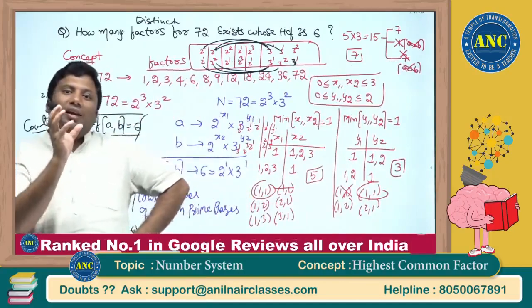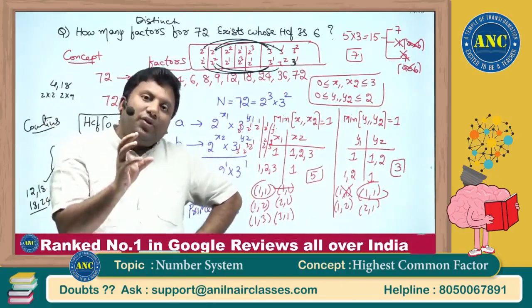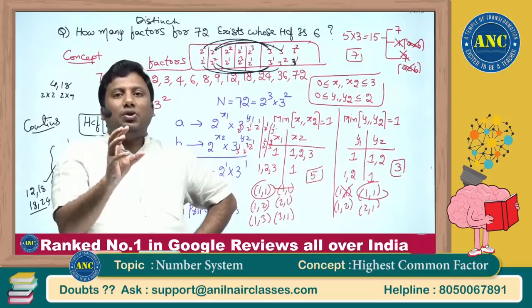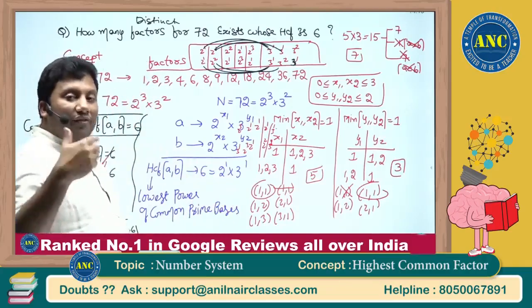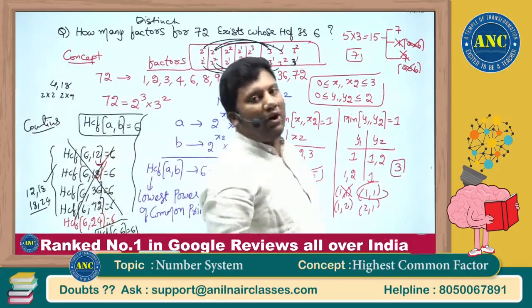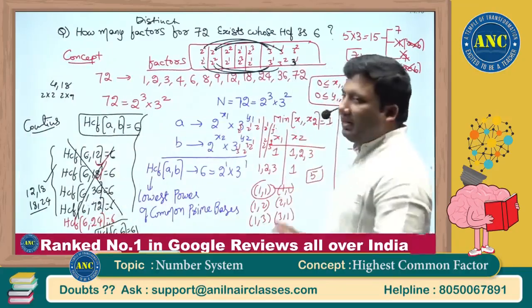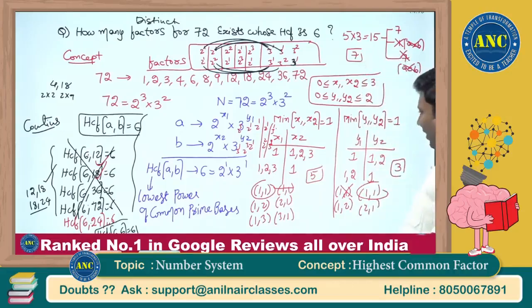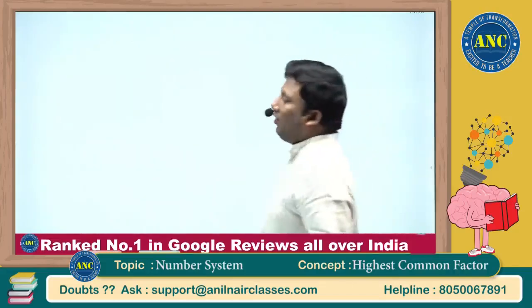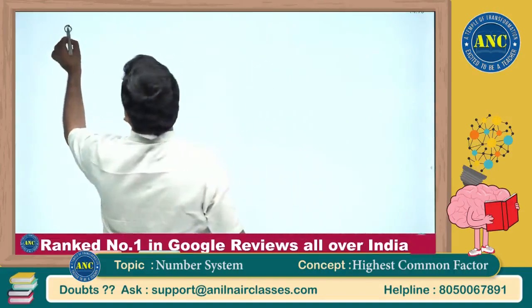So not only the factors of 72 which are co-prime to each other, you can take the factors of 72 where the HCF is beyond 1. I hope the idea is clear. Two more questions I will solve, then the idea will be perfectly clear. These are all very, very good CAT level questions, sir.